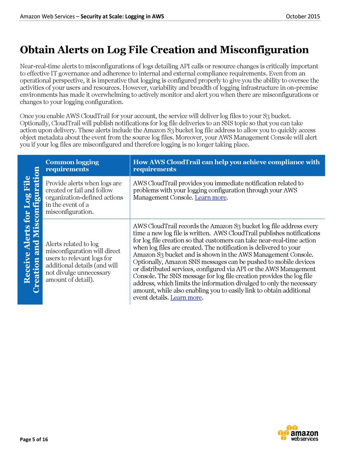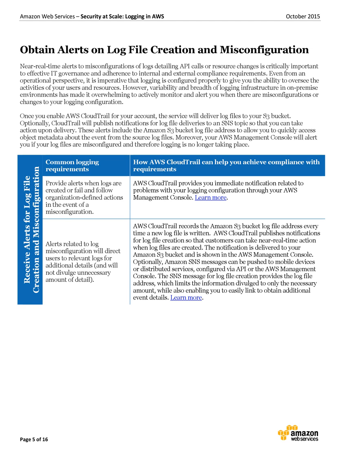However, variability and breadth of logging infrastructure in on-premise environments has made it overwhelming to actively monitor and alert you when there are misconfigurations or changes to your logging configuration. Once you enable AWS CloudTrail for your account, the service will deliver log files to your S3 bucket. Optionally, CloudTrail will publish notifications for log file deliveries to an SNS topic so that you can take action upon delivery.